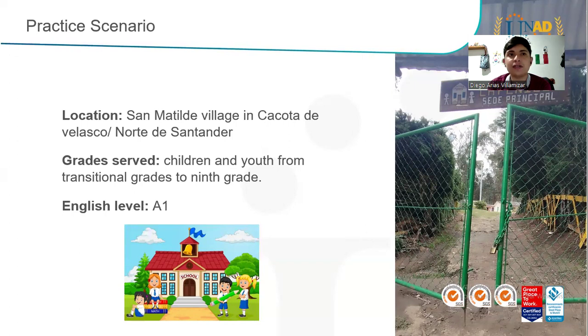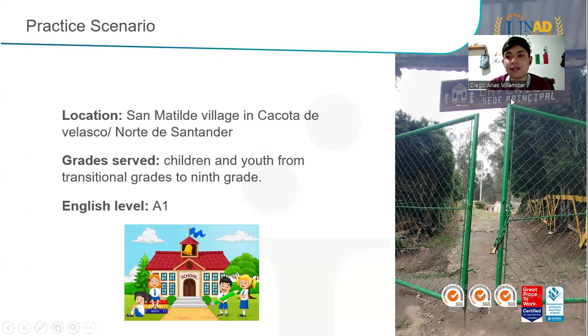The students' English level remains at A1 due to the limited availability of resources and little knowledge in the specific area. The school faces a significant challenge, but remains committed to providing essential educational opportunities, seeking to improve the quality of life of these students and their families in this rural region.